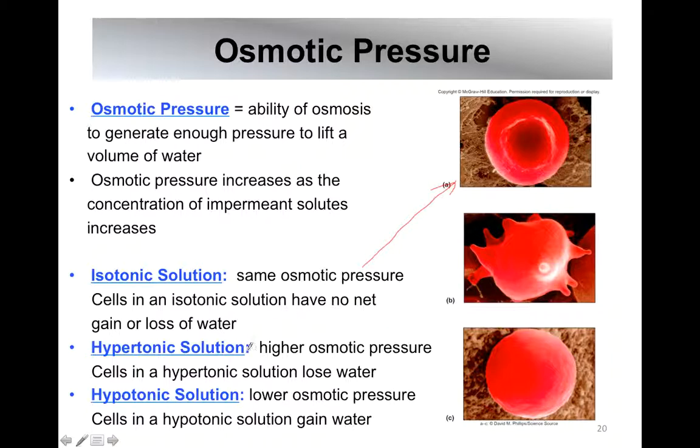In a hypertonic solution, meaning that there's more solute concentration outside the cell, which makes there a higher water concentration inside the cell, the water is going to move out of the cell, and you end up with a cell that's all shriveled up like this one. And when you place a cell in a hypotonic solution, meaning that there's less water outside the cell, the water is going to go into the cell, making the cell get very large and possibly burst.